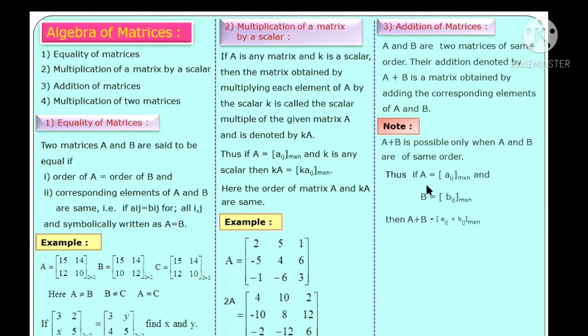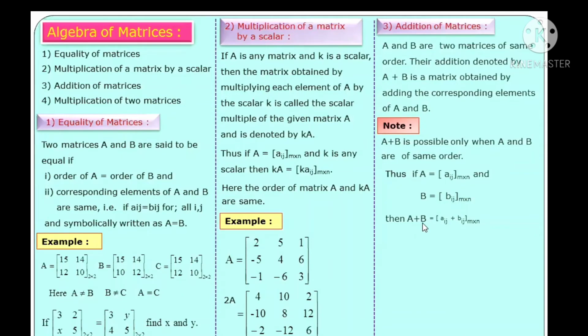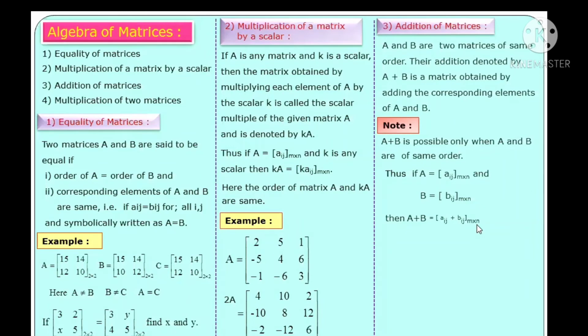Matrix A, elements a_ij, is of order m by n. Second matrix B, elements b_ij, its order is also m by n. That is, two matrices A and B are of the same order. They can be added. The resultant matrix after addition is of order m by n. Same again. Let us see an example.